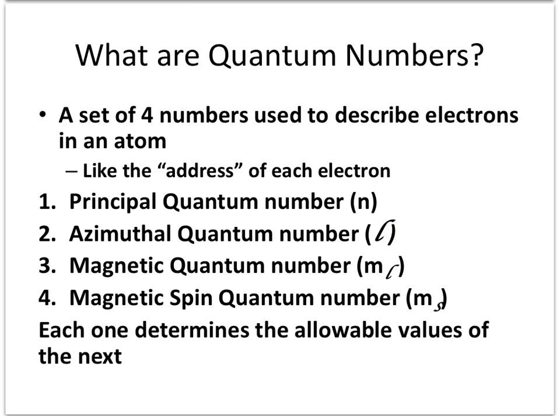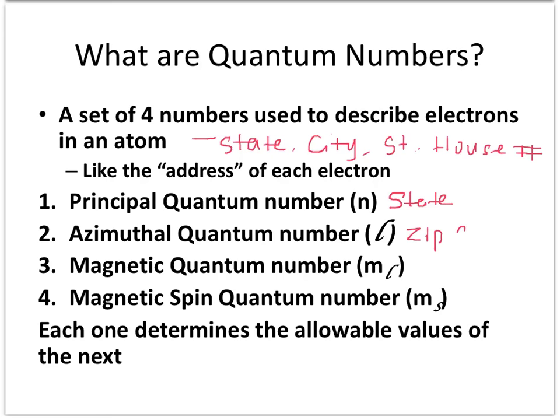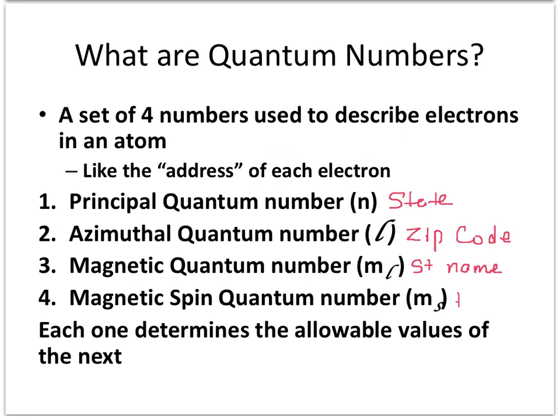And we'll see that. So let's go back a bit and talk about the address of an electron. If you want to compare it to something, think of the n as being the state. When you give someone an address, you give the state. The l is similar to your zip code. Then the street name, so which street does that person live on? And then the house number. It is very much similar to that.